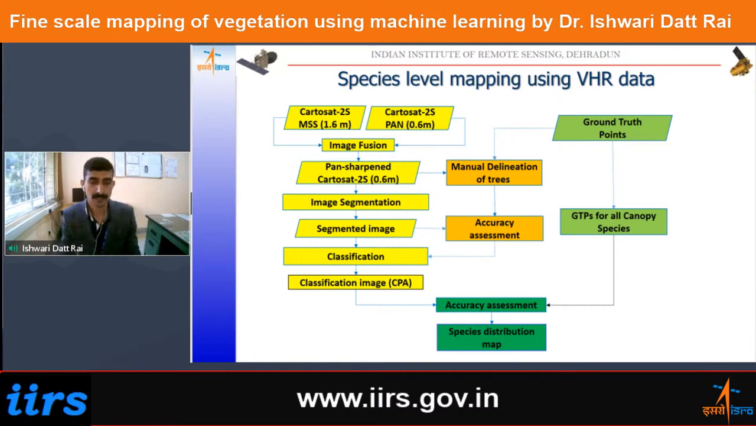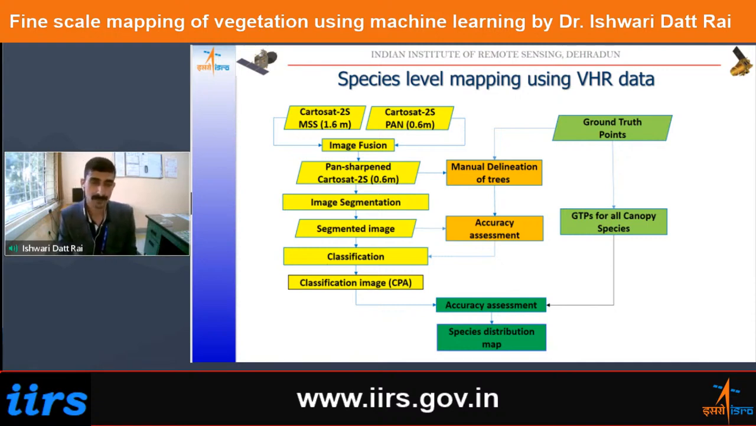This is the simple outline of how species level mapping was performed based on image segmentation. Basically, segmentation is the division of an image into spatially continuous, disjoint, and homogeneous regions, which are the objects, based on similarity criteria like the digital numbers or the texture of that area. It divides the high resolution imagery into different segments, and the image objects in these remotely sensed images are often homogeneous and can be delineated by these segmentation processes. So it basically reduces the within-class spectral variation.